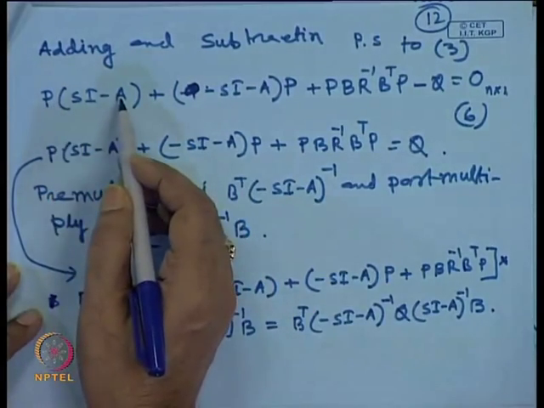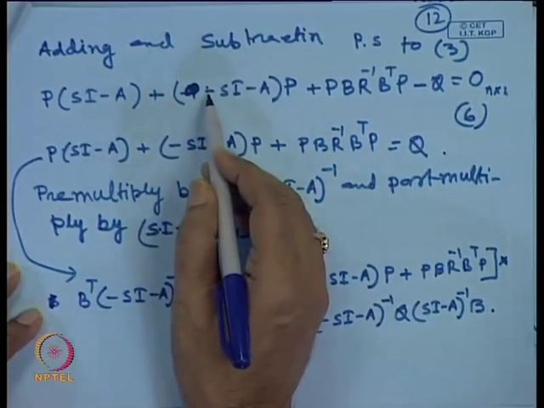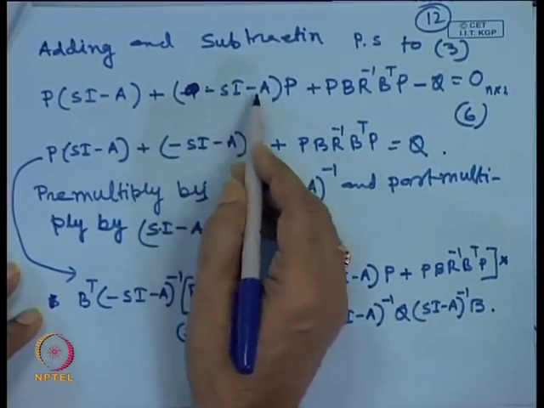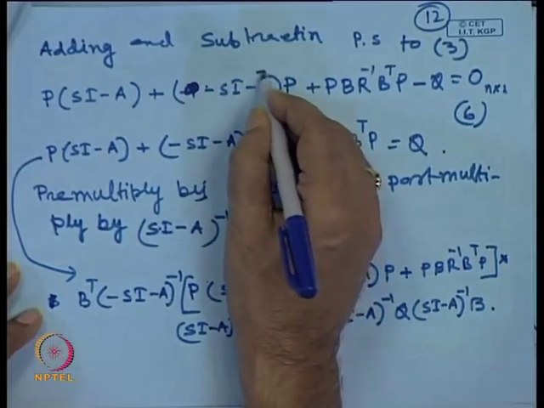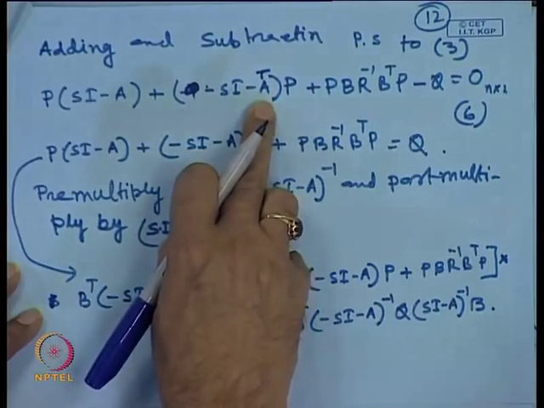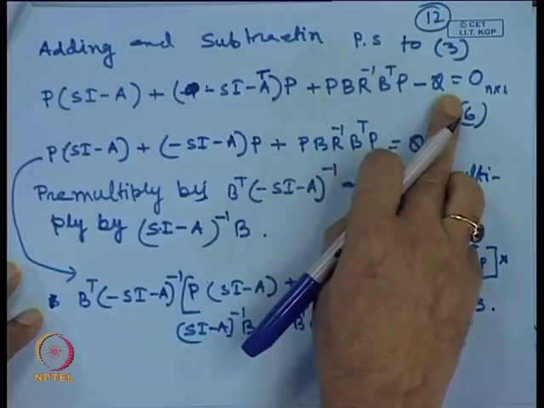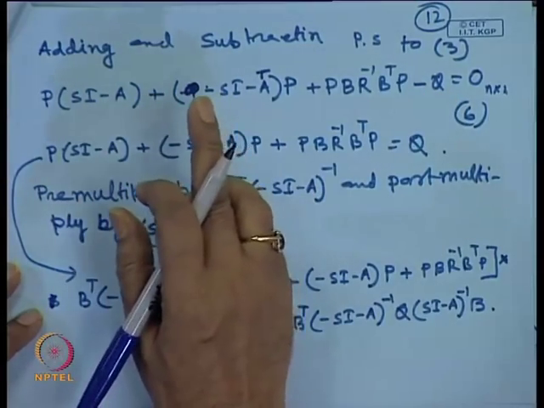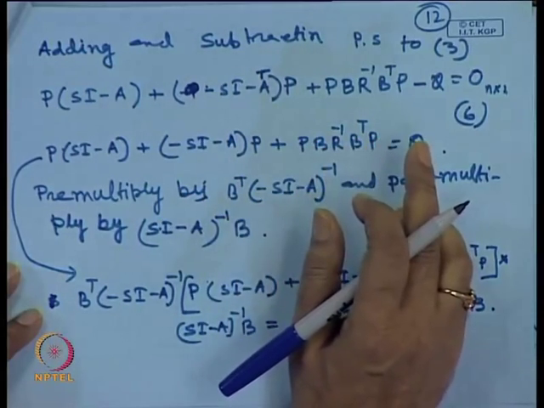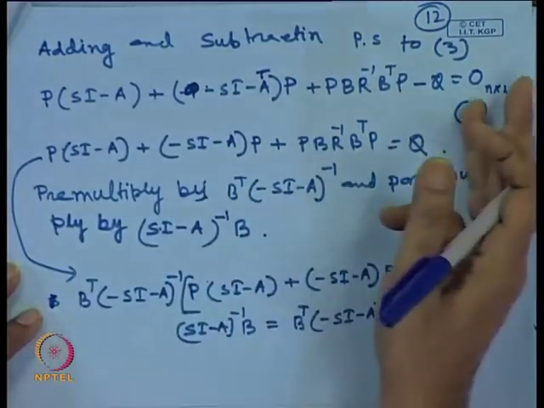Now, this is PA minus PA, and this is minus PA. That will be minus, and here it should be A transpose, because our basic equation has A transpose here. Agree? Then P B R inverse B transpose minus Q. Because our Riccati equation is A transpose P plus P A minus P B R inverse B transpose P minus Q, so multiplying both sides by minus does not matter. So, you got this.